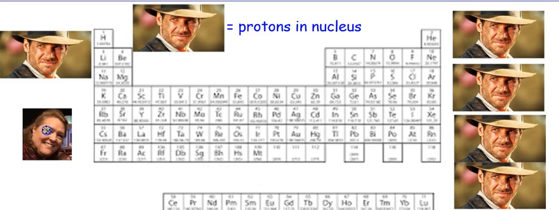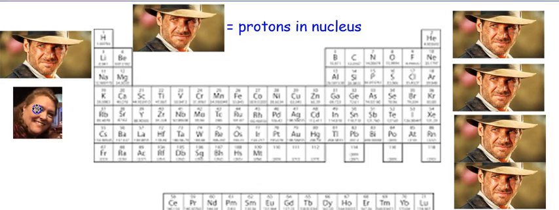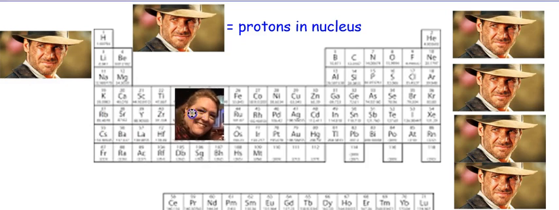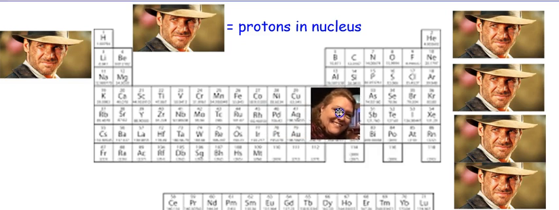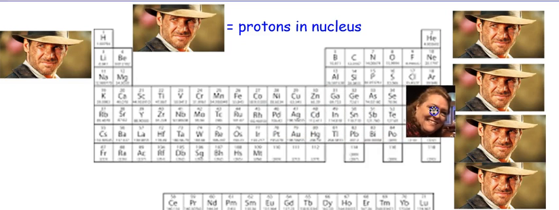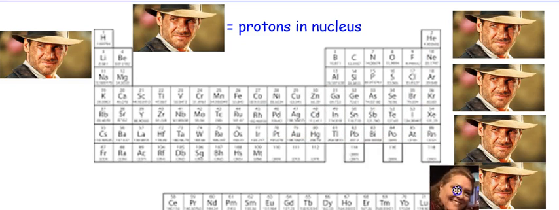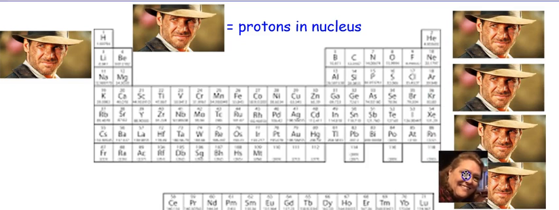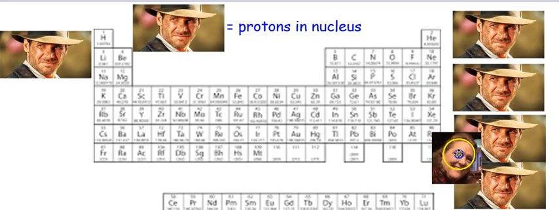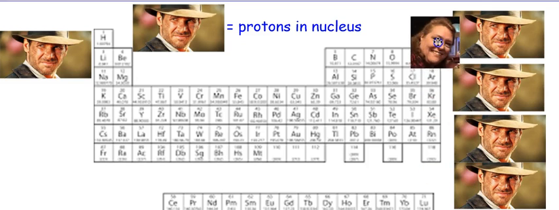So if I'm over here, I've got 1 Harrison Ford. That's a pretty good thing. I'm somewhat attracted to 1 Harrison Ford, but guess what? What happens as I move across the periodic table? What do you think is happening to my attraction? Holy cow, I have 4 Harrison Fords right here. What do you think is going on with my attraction? My attraction is definitely increasing.